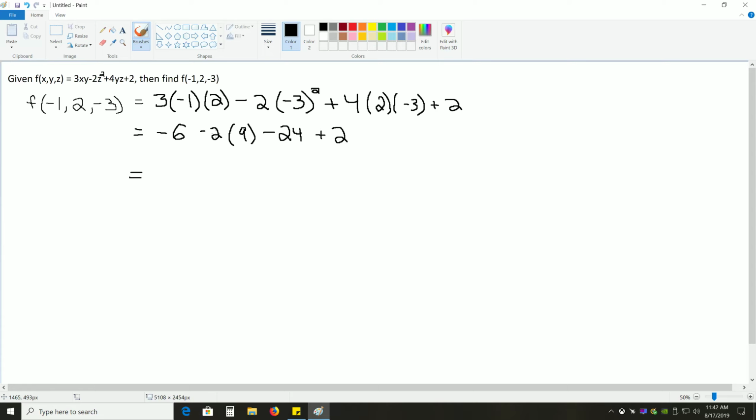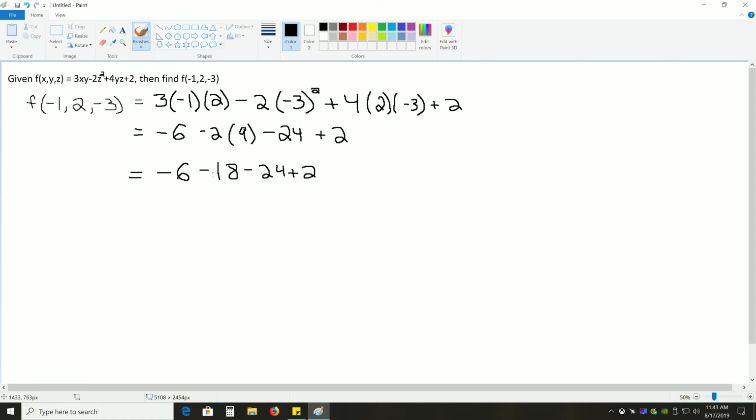We'll take care of this multiplication first, then we can start adding all of our terms together. So we have negative 6 minus 18 minus 24 plus 2 when we multiply this negative 2 times 9.